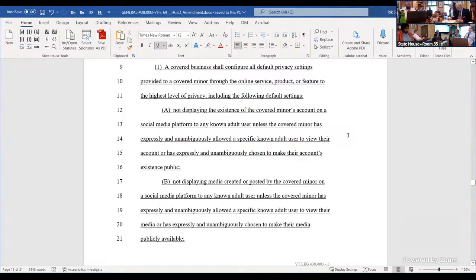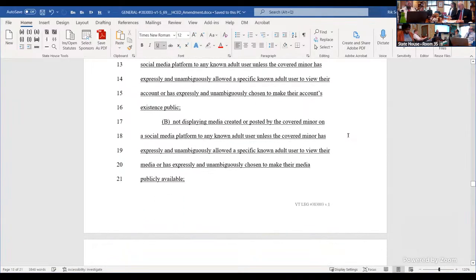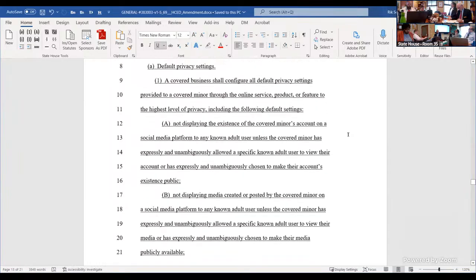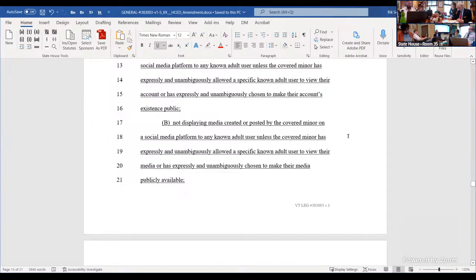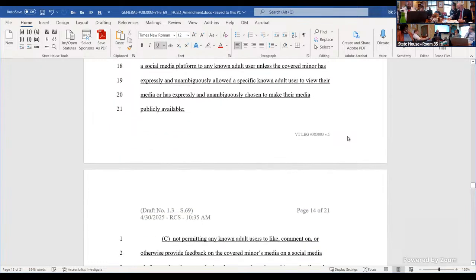Not displaying the existence of the covered minor's account on a social media platform to any known adult user unless the covered minor has expressly and unambiguously allowed a specific known adult user to view their account or has expressly and unambiguously chosen to make their account exist in public. Those words are pretty important, right? Expressly and unambiguously. And that is, I assume, to ensure that the app maker, the website maker, does not bury these requests in a long terms and conditions that you check. Not displaying media created or posted by the covered minor on a social media platform to any known adult user unless the covered minor has expressly and unambiguously allowed a specific known adult user to view their media or has expressly and unambiguously chosen to make their media publicly available.